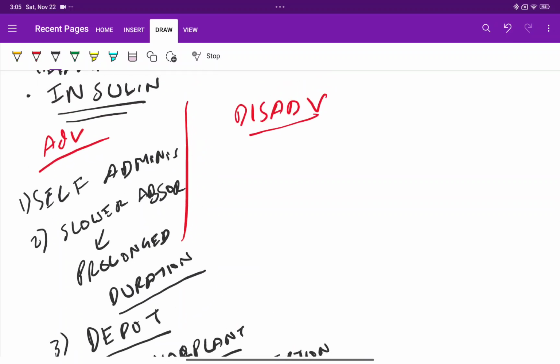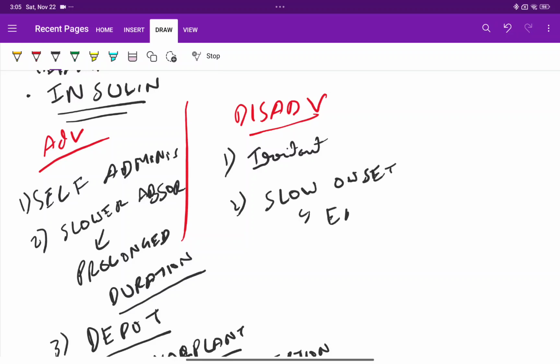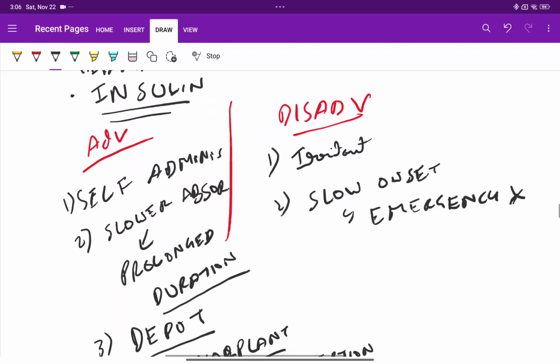Disadvantages: we can't give irritant drugs through the subcutaneous route, and it has a slow onset of action. It can't be used for emergency purposes. We can't use the subcutaneous route of drug administration for emergencies.